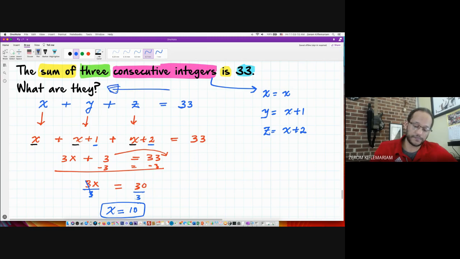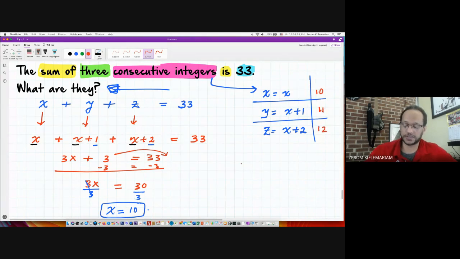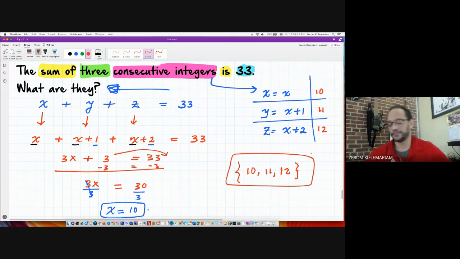It says what? What are they? Which means I have to come back to what I set up over here. All I found at this time is just x. So if x is 10, 10 plus 1 would be 11, and then 10 plus 2 would be 12. My answers are going to be 10, 11, and 12. So the way we set it up is first, we go ahead and break it down, then we move on from that.